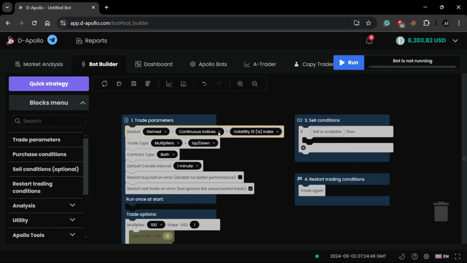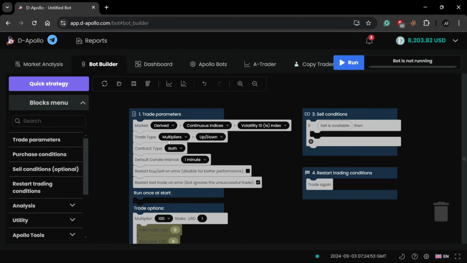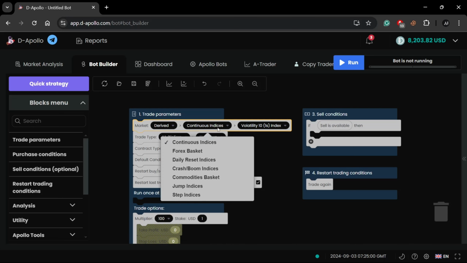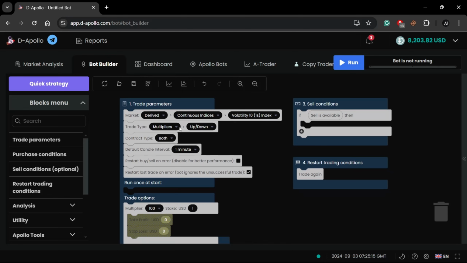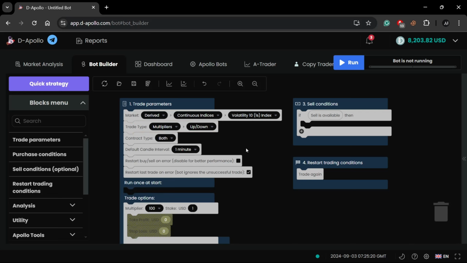The category that has a lot of functions is the continuous indices category. As you can see, the trade types here include up and down, multipliers, digits, and all of it. But if I go to something like crash and boom indices, you can see it has only multipliers. The trade types are reduced, so it's limited. But if you are on continuous indices, you get a variety of trades that you can choose from.